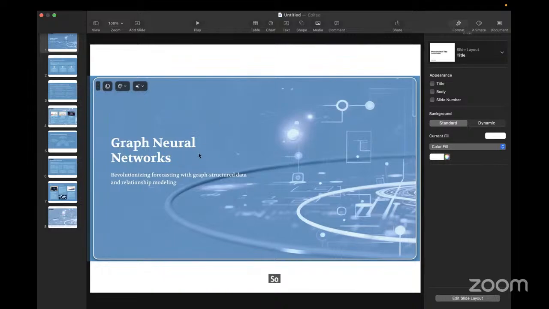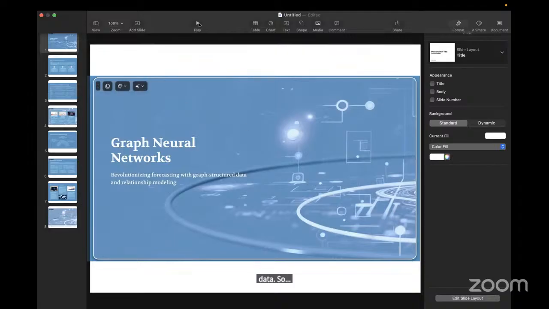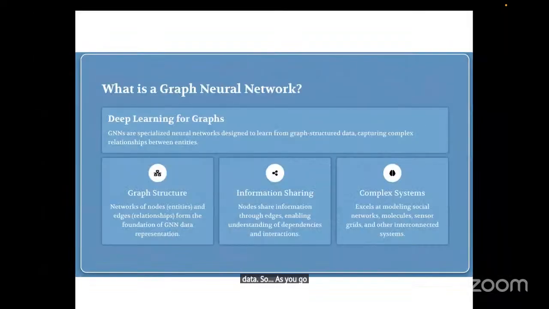So for that, the graphical neural network comes into the picture. This graphical neural network is a graph structure we are making of the data, and through that relationship, we are able to forecast different aspects of our data. So, what is the graphical neural network?